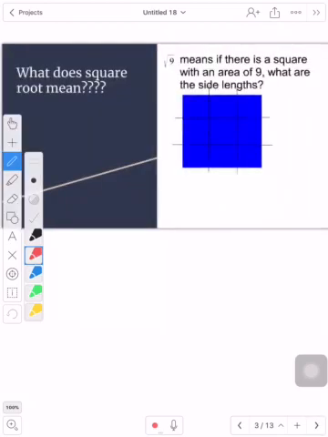And so what does square root mean? Well, it kind of means that if there's a square with an area of 9, what would the side lengths be? So you can kind of see in here, this is 1, 2, 3, 4, 5, 6, 7, 8, 9, an area of 9. And so our side lengths were 3 and 3, and so the square root of 9 is 3.